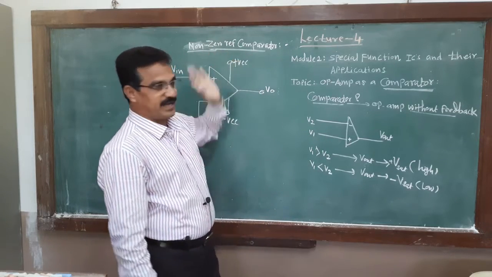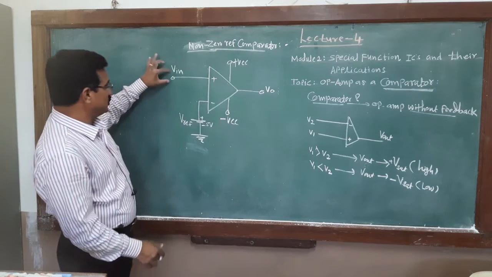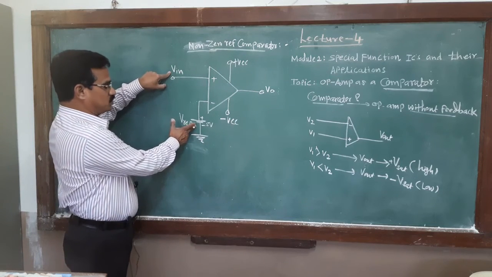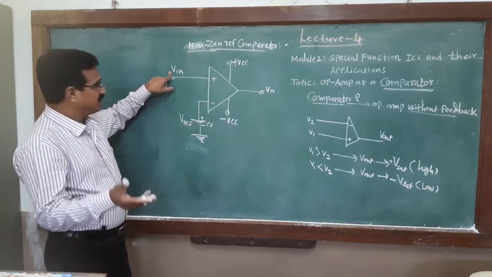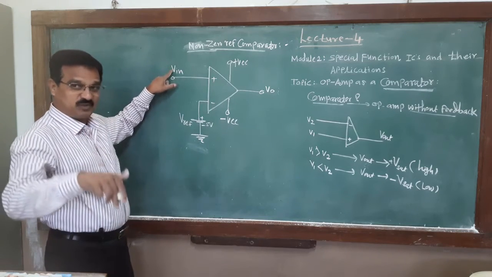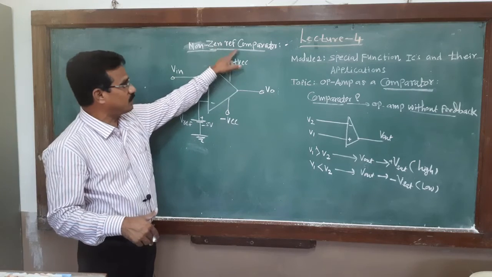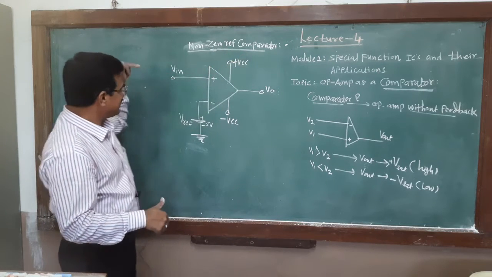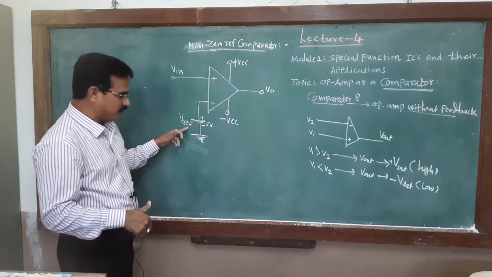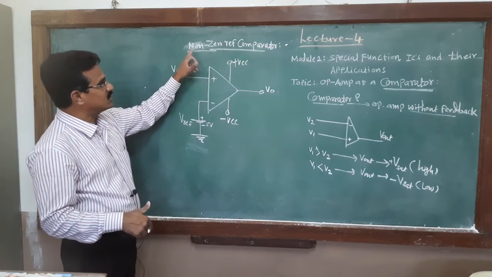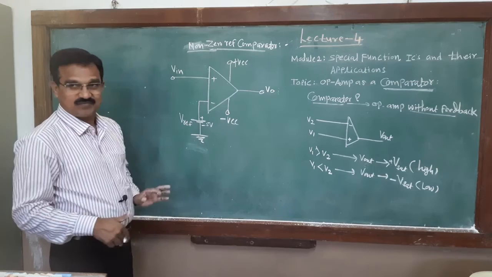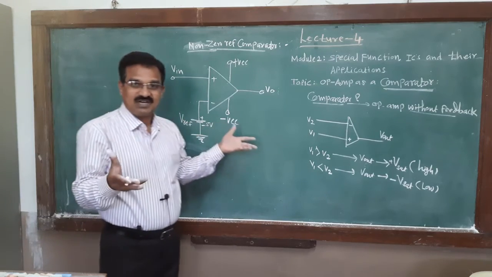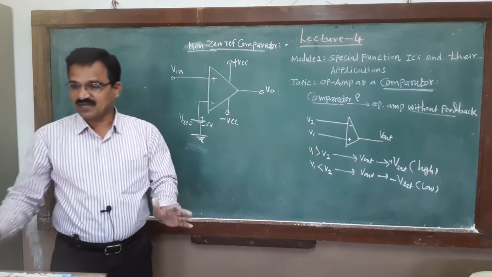A non-zero reference comparator means this input voltage is compared with respect to this reference. In the previous case, the input voltage was compared with respect to 0, that's why it is called a zero reference comparator. But here the input voltage is compared with respect to this reference, that's why it is called a non-zero reference comparator, meaning this voltage is not zero. Then how does that circuit work? Again the working is very simple.